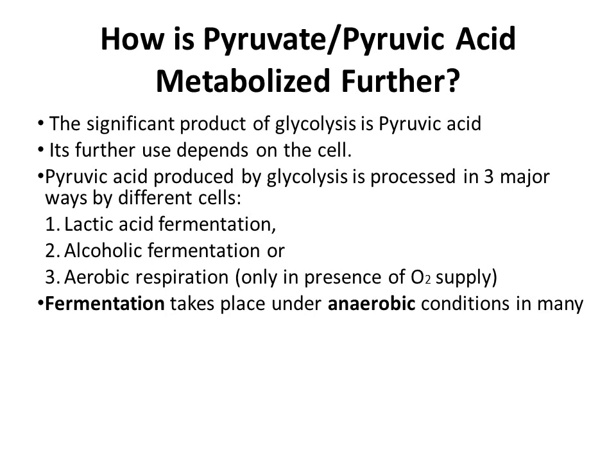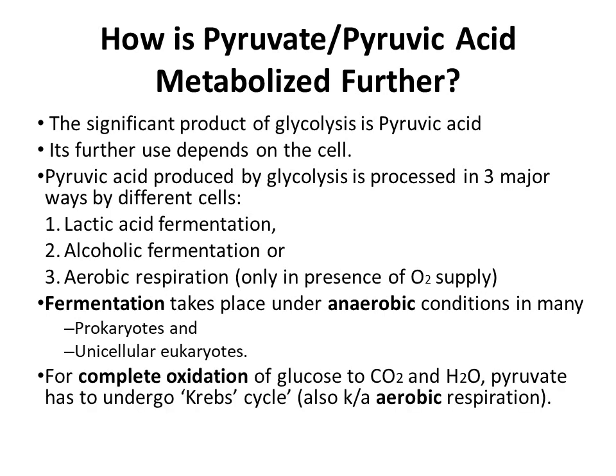Fermentation takes place naturally in anaerobic conditions in many prokaryotes and in some unicellular eukaryotes also. For complete oxidation of glucose, where it is broken down to carbon dioxide and water, the pyruvic acid has to undergo what is known as Krebs cycle, requiring oxygen supply, hence also known as aerobic respiration.